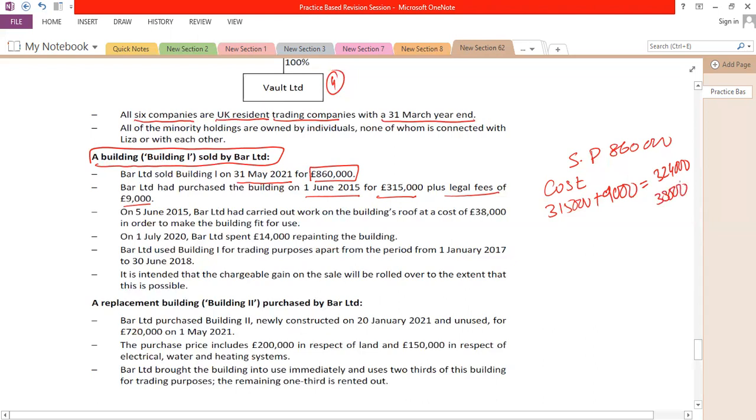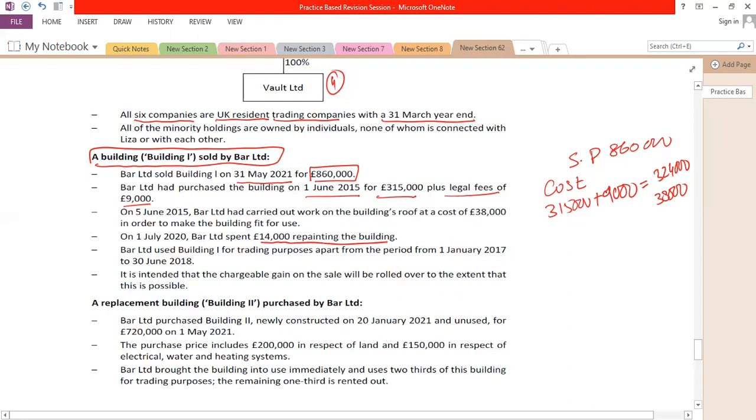On 1st July, Bar Limited spent 14,000 repainting the building. Now, is repainting an allowable expense? Is that a capital expenditure? The answer is no. It is not allowed as a capital expenditure.